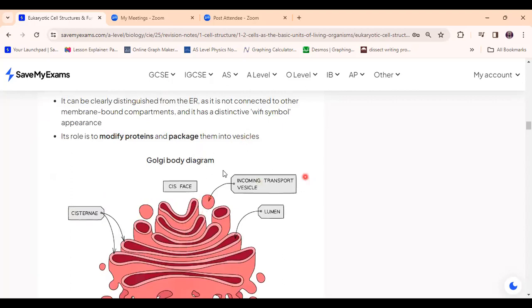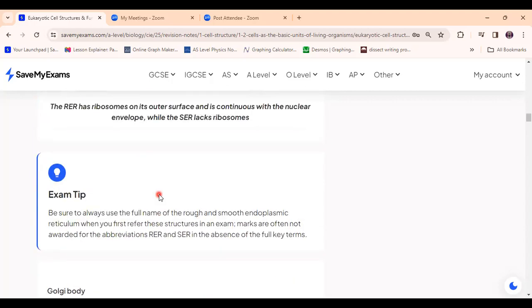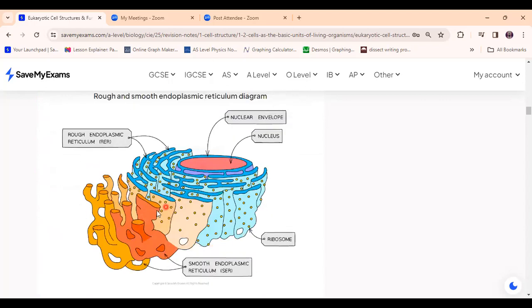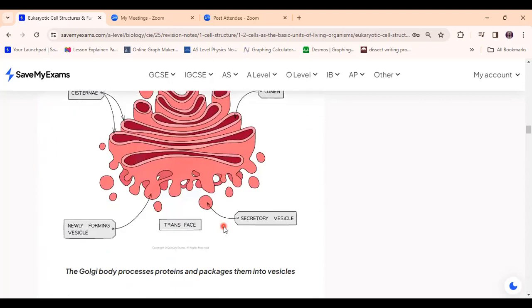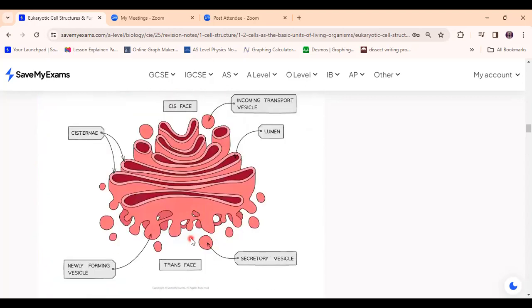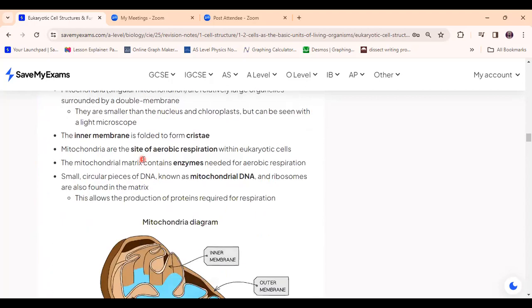Here it receives vesicles that bud off from the endoplasmic reticulum. Yeah, there are some that bud off, and here it buds off its own structure to transport proteins. Next, you've got the mitochondria.